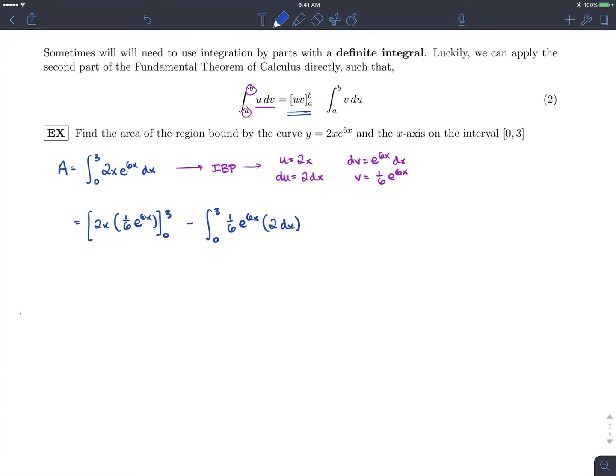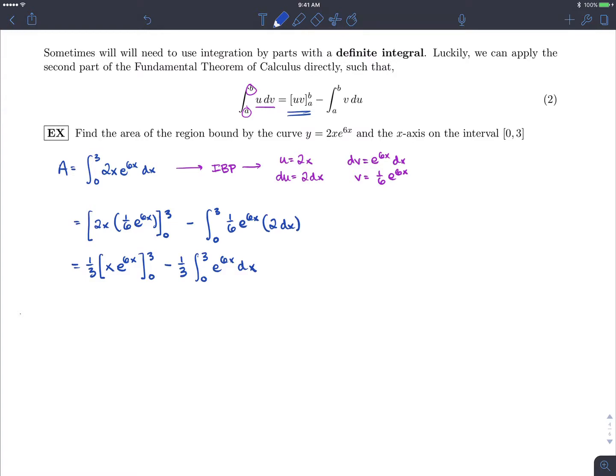All right, so I think we can do some significant cleanup here before we move on. So I'm going to go ahead and multiply out these coefficients here, and that's going to give us 1/3. I'll pull that out front, and then we've got x e to the 6x, which we evaluate from 0 to 3. And then if we multiply the 2 and the 1/6 here, we can pull out 1/3 again, and that would be times the integral from 0 to 3 of e to the 6x dx.